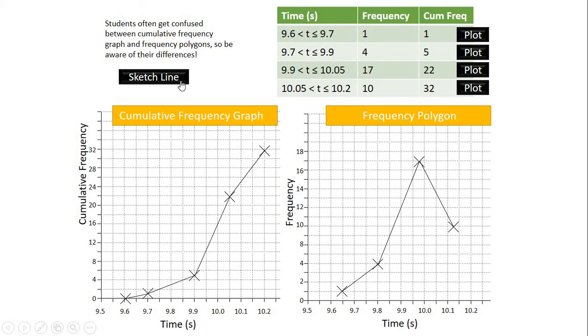This is a common mistake in GCSE exams. So many times students will draw a frequency polygon instead of a cumulative frequency graph. So know the difference between the two.